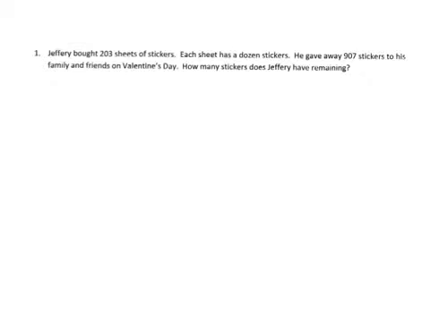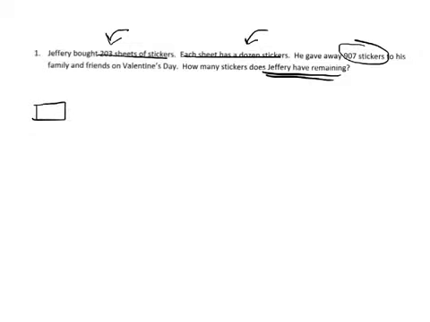So Jeffrey bought 203 sheets of stickers, and each sheet has a dozen stickers. He gave away 907 stickers to his family and friends on Valentine's Day. How many stickers does Jeffrey have remaining? All right, so let's get that tape diagram going. So he has 203 sheets, and each sheet has a dozen stickers. So here's a sheet, it's got a dozen stickers. Here's a sheet, here's a sheet, and we're going to keep going.